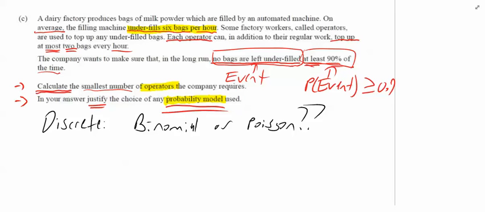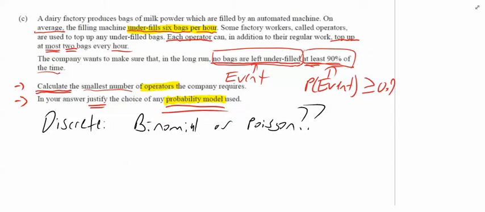Okay, so how do we know the difference? Well, binomial we use when it's out of a fixed number of trials with a constant probability of success in each trial. Poisson we use when the discrete event is occurring within a continuous interval.